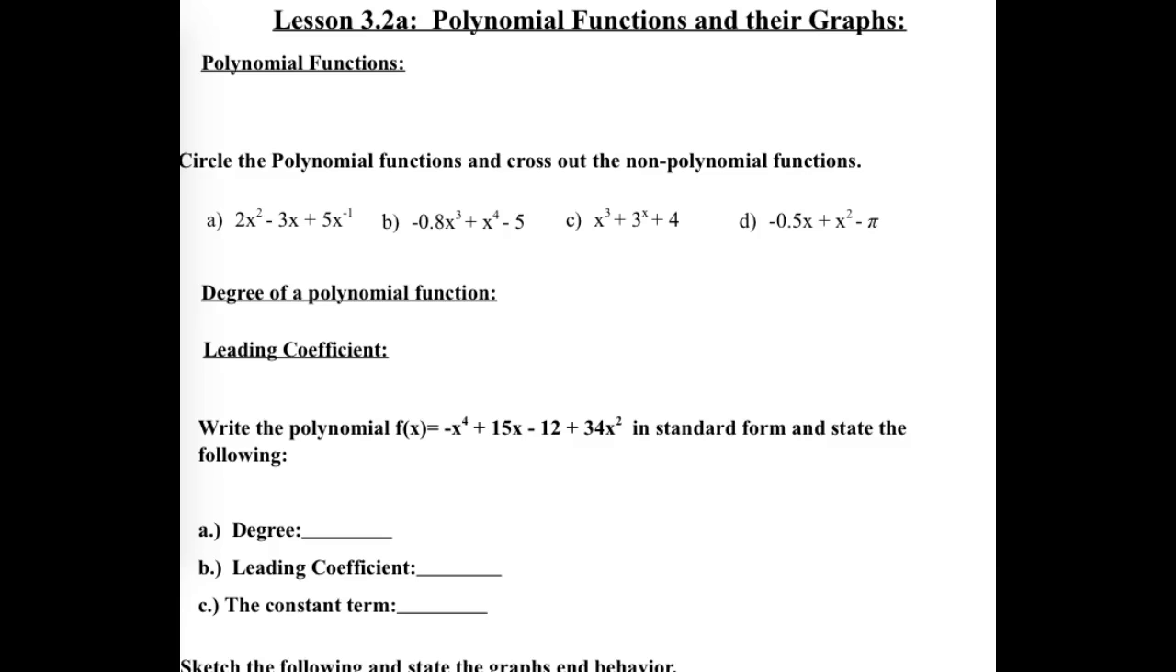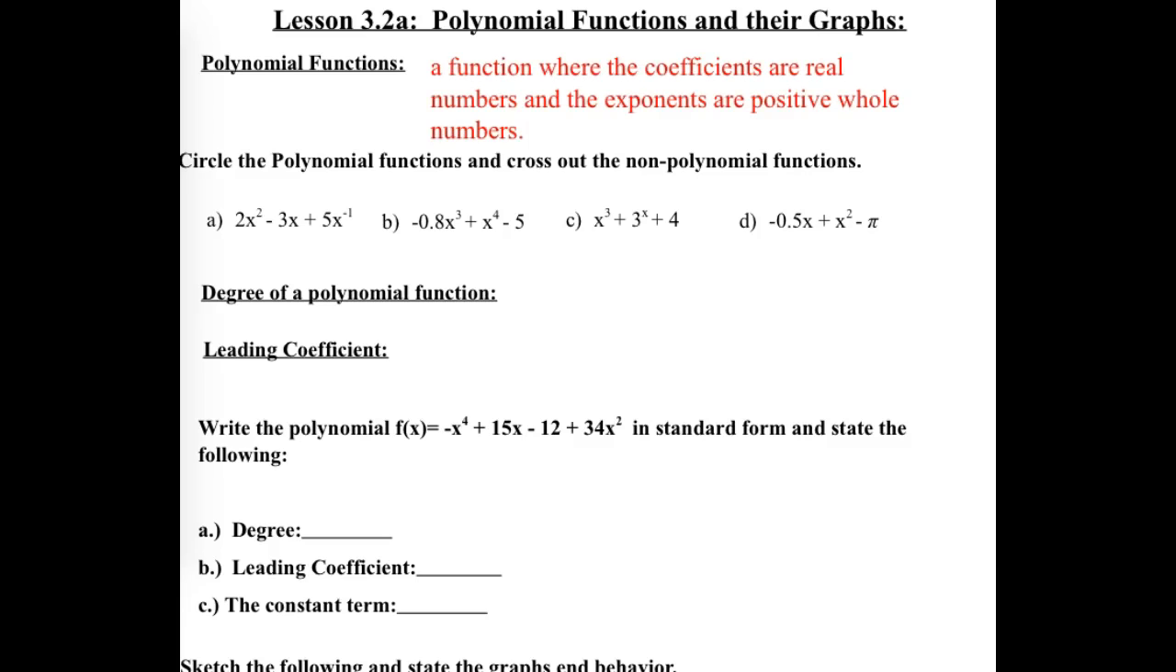All right, so first of all, just our definition of a polynomial function. It is a function where the coefficients are real numbers and the exponents are positive whole numbers. When I look at these examples, it says to circle the ones that are polynomial functions and cross out the ones that are not.